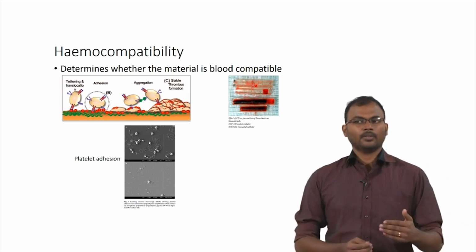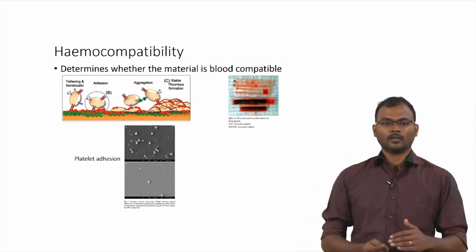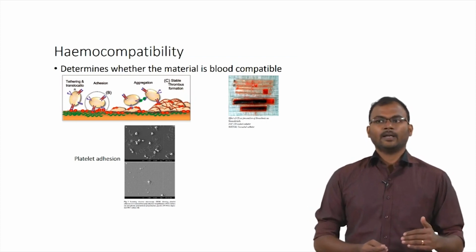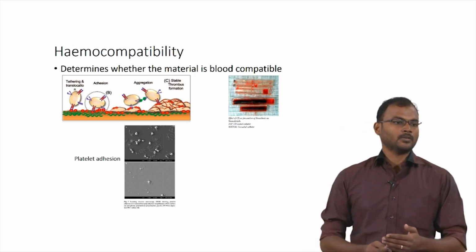So if there is any thrombus, what is thrombus formation? Thrombus is a blood clot, which is formed by adhesion of platelets and a fibrin mesh formed onto the surfaces.